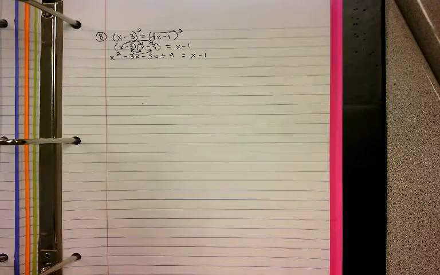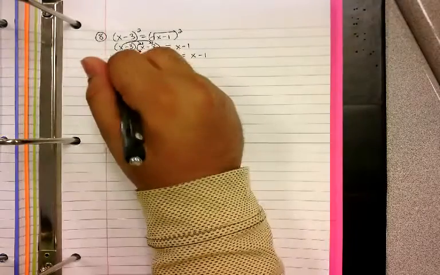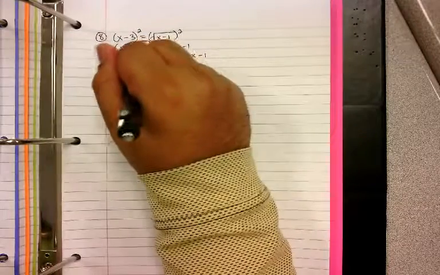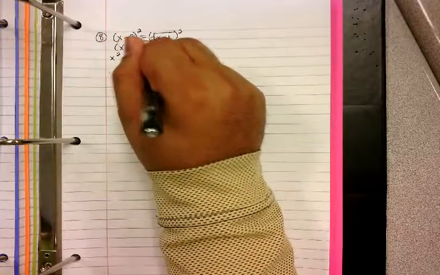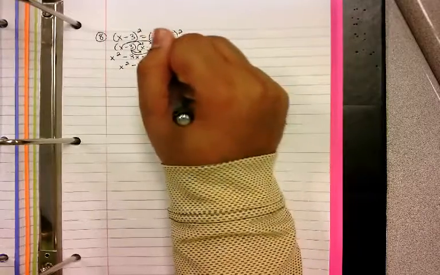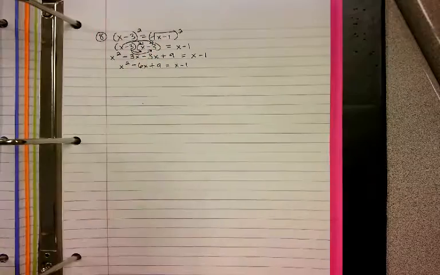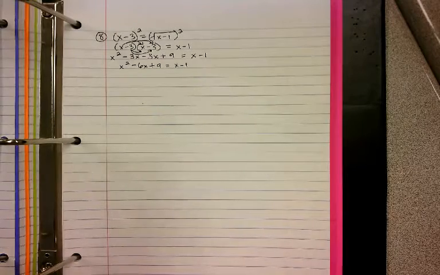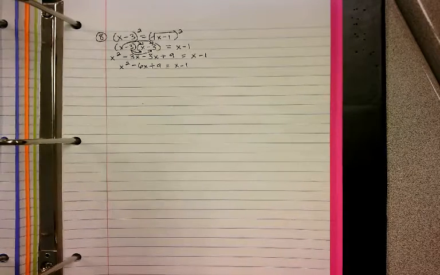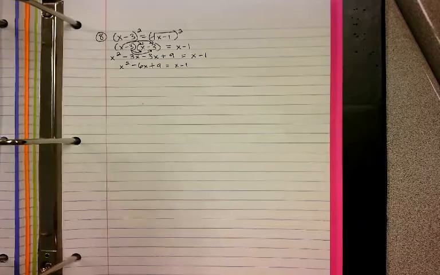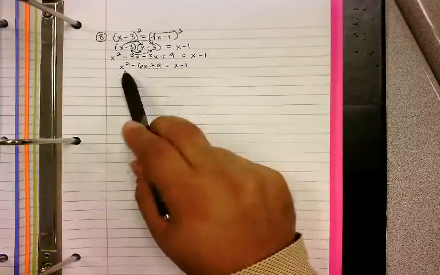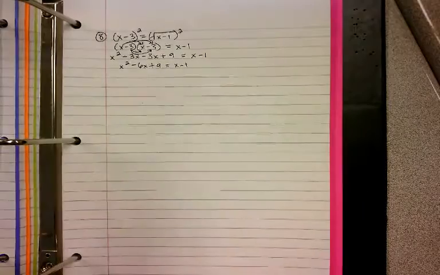I'm going to simplify my equation. So I have x squared, negative 3x minus 3x gives me negative 6x, plus 9 equals x minus 1. So now we just did step 2. Now we're going to do step 3 to solve for the variable. But I need everything to be on one side. When the variable's on both sides, everything needs to be on one side. So right here.